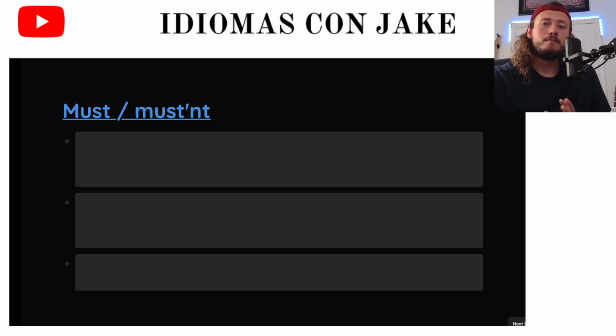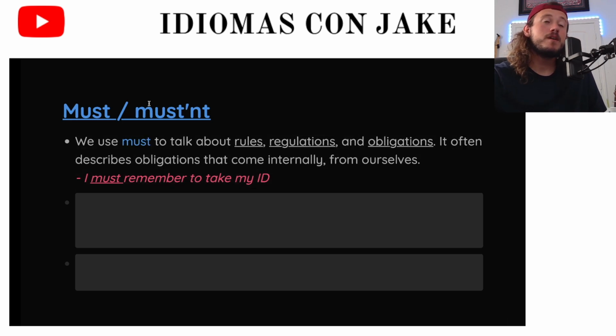Les puedo decir que must y mustn't son menos usadas, o sea, es menos común que lo usemos, pero sí lo usamos. We use must to talk about rules, regulations, and obligations. So usamos must para hablar de reglas, regulaciones, y obligaciones. It often describes obligations that come internally from ourselves. So, ¿qué significa eso? Normalmente describe las obligaciones que vienen de nosotros mismos.